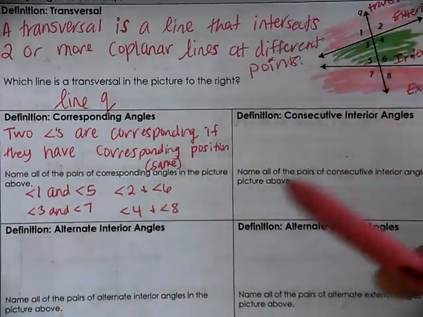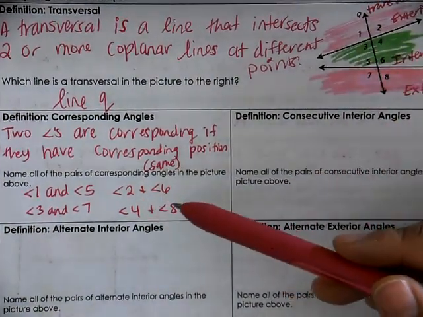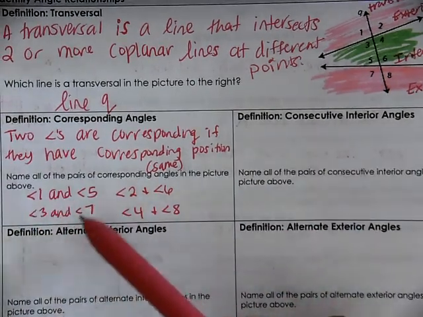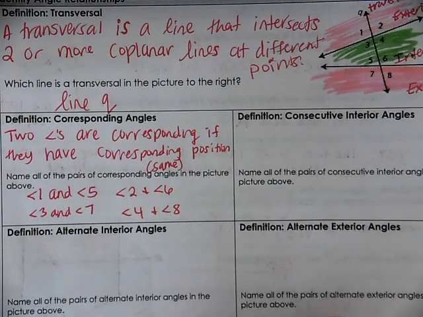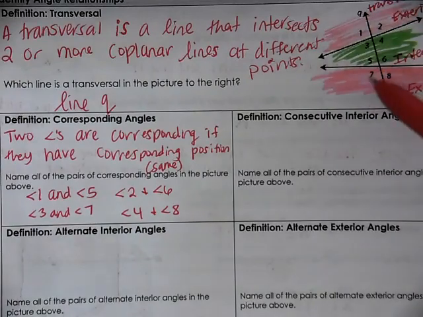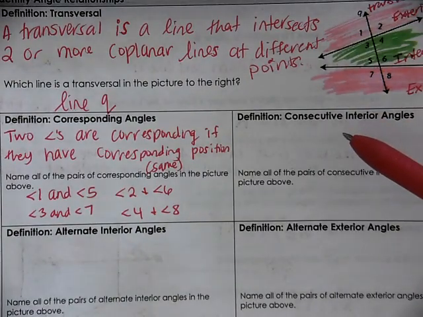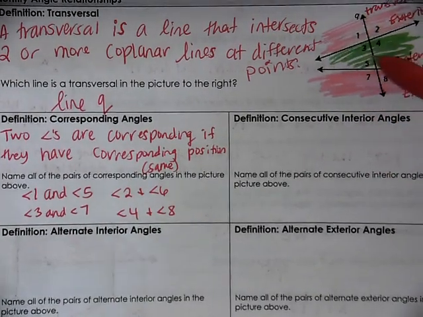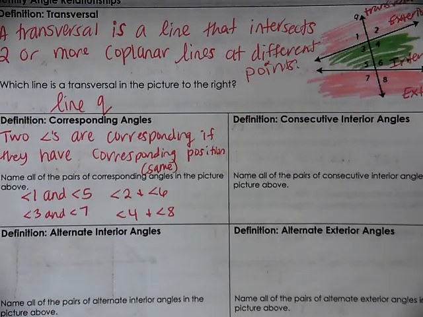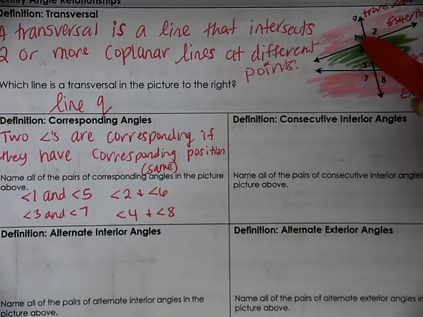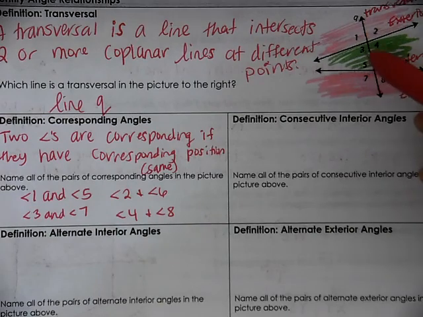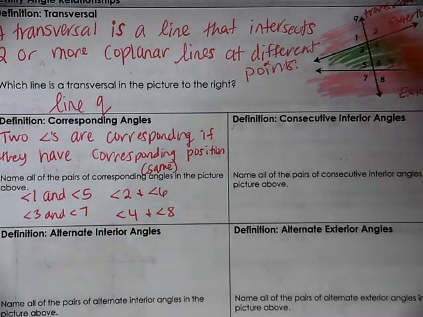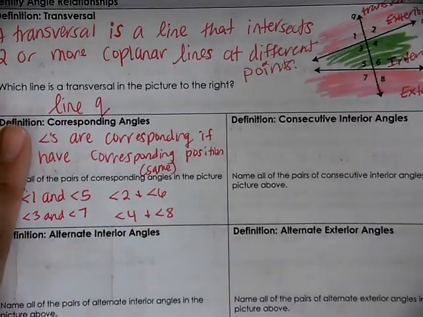From this diagram, it doesn't matter which angle you write first. I could have said 5 and 1 instead of 1 and 5. It's just a matter of identifying them. Wherever you start, look at its position and then find its other one. Another way to remember this is to think about every other one. When I am at 1, I skip over the 3 and I go to 5. If I'm at 3, I skip over the 5 and go to 7, and so on. Okay, so that was corresponding.